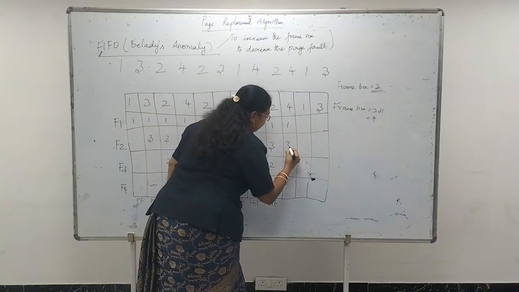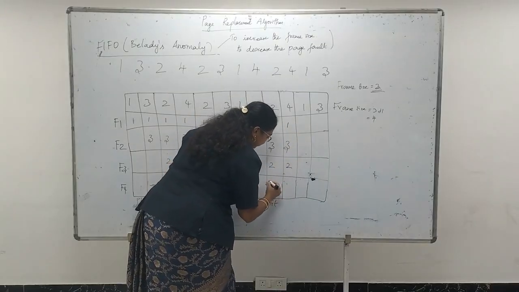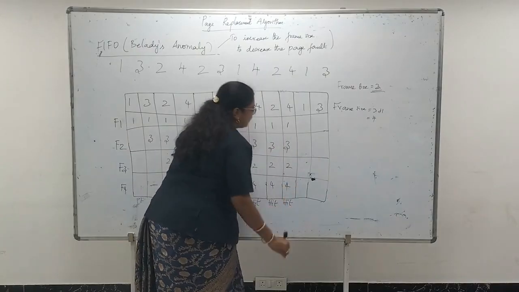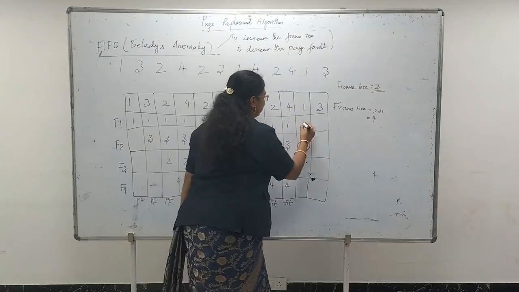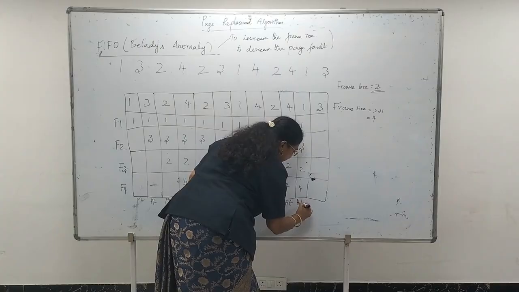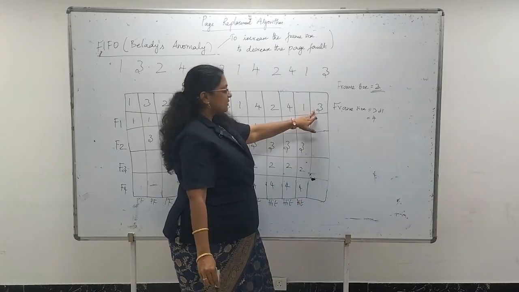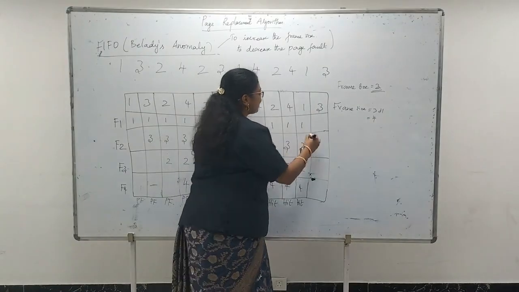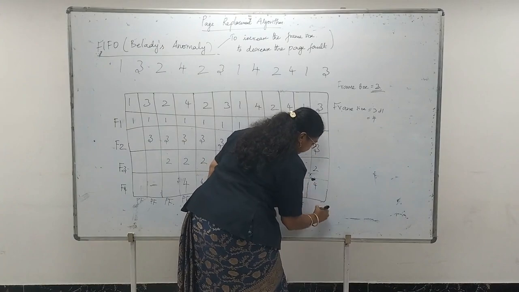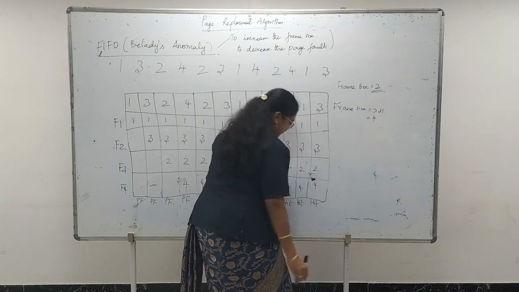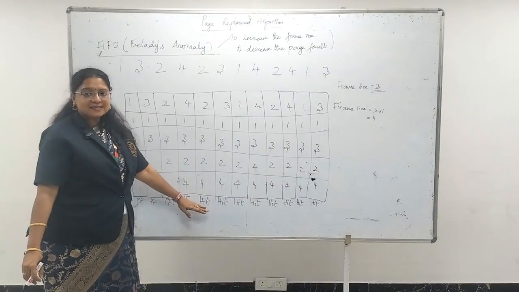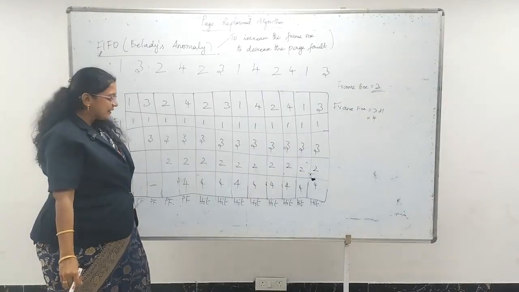So now we are checking 4. So 1, 3, 2 and then 4. 4 is also present here, so that is also a hit. Now 1 is also present here, so that is also a hit. See how many hits we have seen so far. Next this is your 3. 3 is already present in 1, 3, 2, 4. That is also a hit. So here see, the number of hits increases as the page faults decrease.